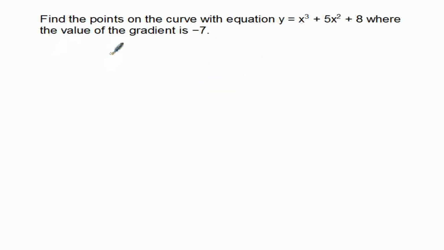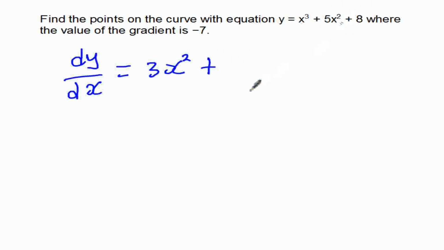Let's do that. So our equation is y equals that. I will not write it again. When you're differentiating y, it will give us dy/dx being equal to the derivative of x cubed, which is 3x to the power 2, then plus the derivative of 5x squared, which becomes 10x, then plus 0, which is the derivative of that constant.